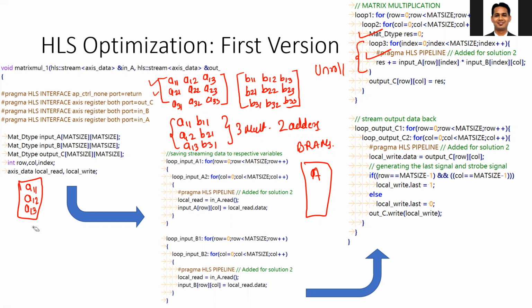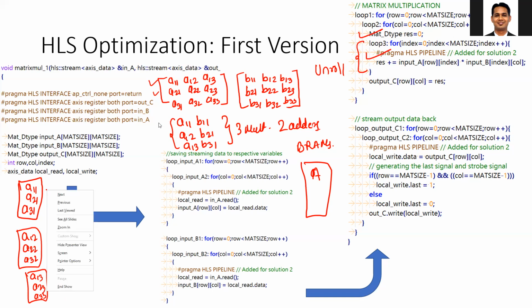So instead of doing it like this, I'll do A11, A21 and A31. Then in another block RAM, I'll have A12, A22, A32. In another block RAM, I'll have A13, A23 and A33. Now you can see that I can get A11 from this one, A12 from here and A13 here, and I can get all the 3 elements.